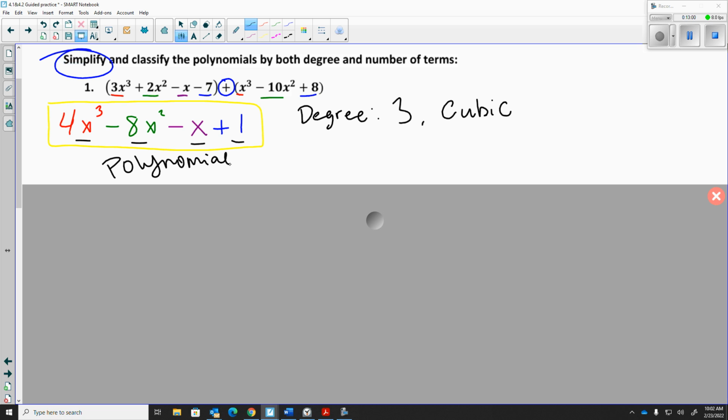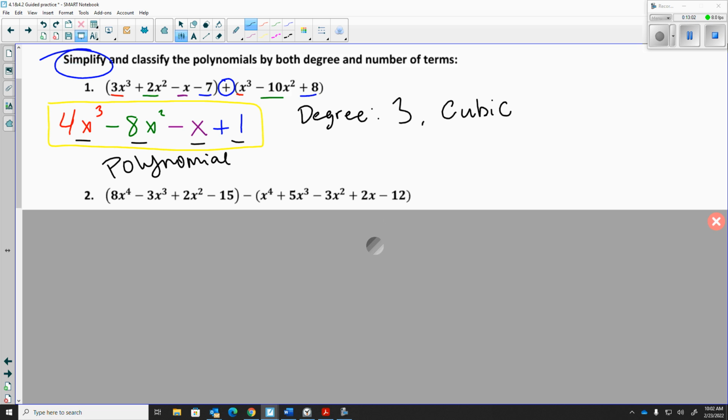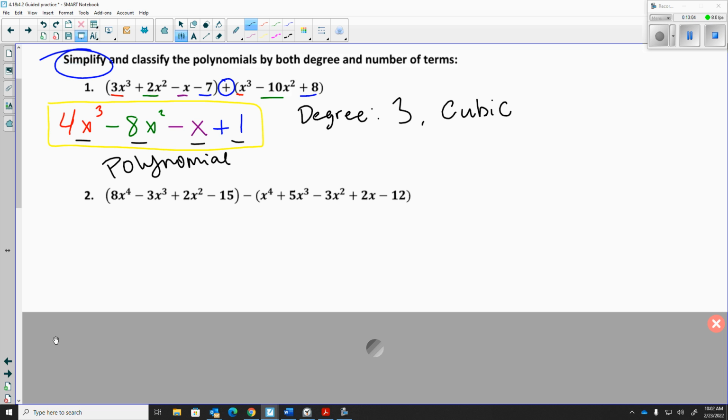Okay, let's look at a different one. This one's a little bit different. What's different about it? It's subtraction instead of addition. That's the only difference. So we're going to do the same thing, except now, instead of adding, we're going to be subtracting. Okay, so one thing at a time. 8x to the 4th minus, I got to find the like term. It's just x to the 4th. What's that?